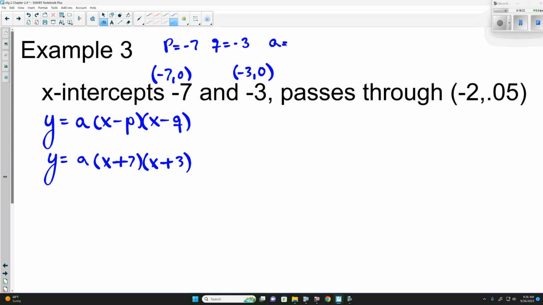Again, have we done any real calculations at this point? Well, no, we haven't really solved technically for anything, and I have 2/3 of the problem done. That's what's nice about these here. And again, just like with vertex, the last two we did, we're going to use this point to find the value of a. So the y value 0.05 is equal to a times -2 plus 7 times -2 plus 3.